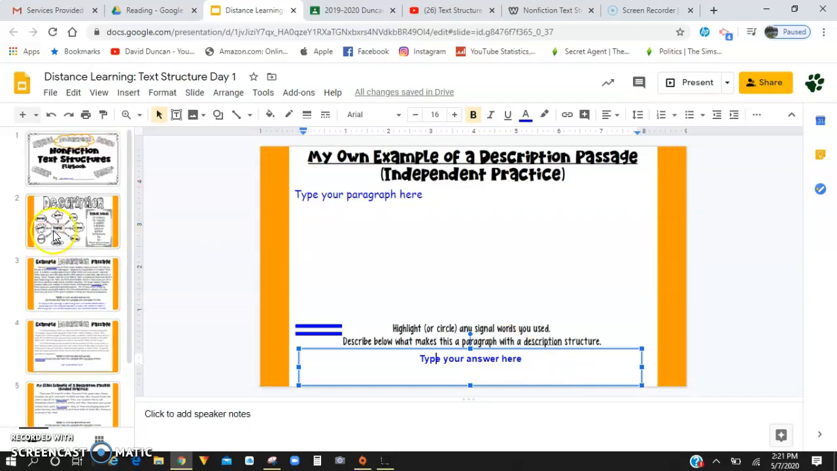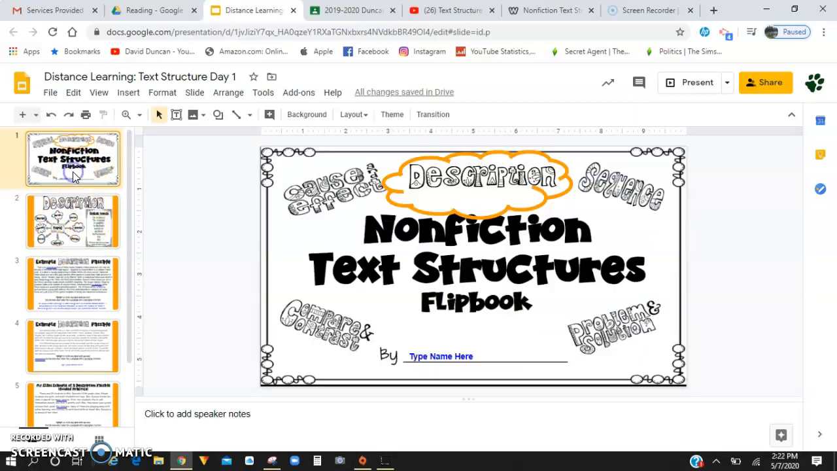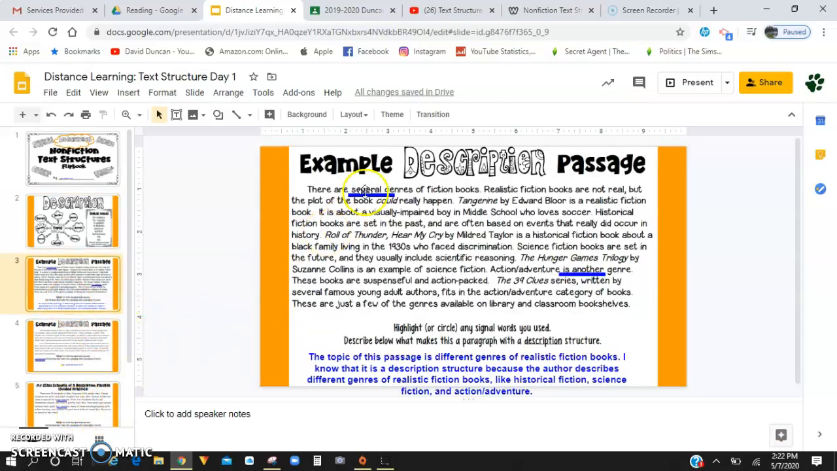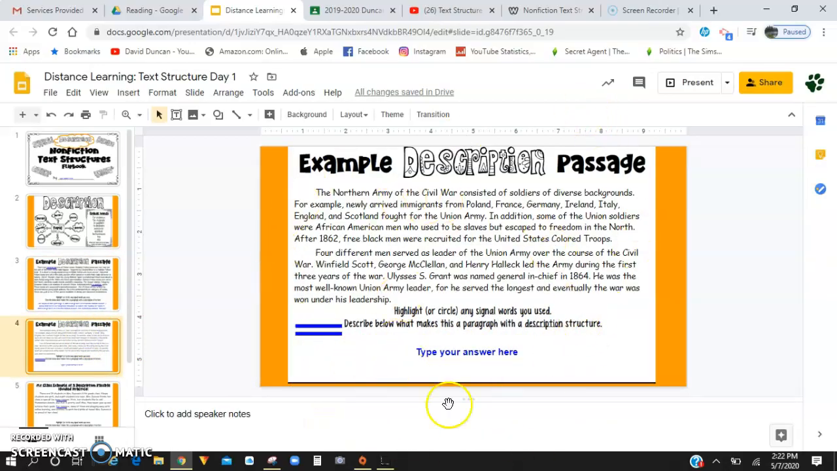So this is a long video. I'm trying to speed it up here. Review real quickly. We are learning about the different nonfiction text structures. This video is on description. Here's a visual cue to look at. Here are signal words that allow us to identify that the passage is using description text structure. We read a passage together. I underlined different signal words. I explained why it's a description structure. You now have to go read this passage on your own. I want you to underline 2 signal words that were used. Then I want you to identify what makes this description and type your answer right here.